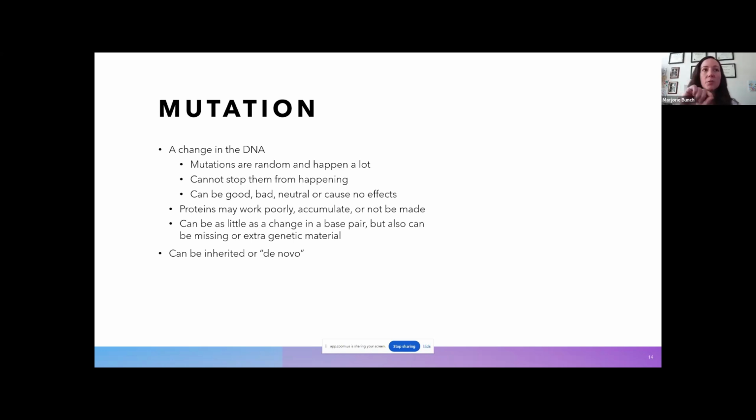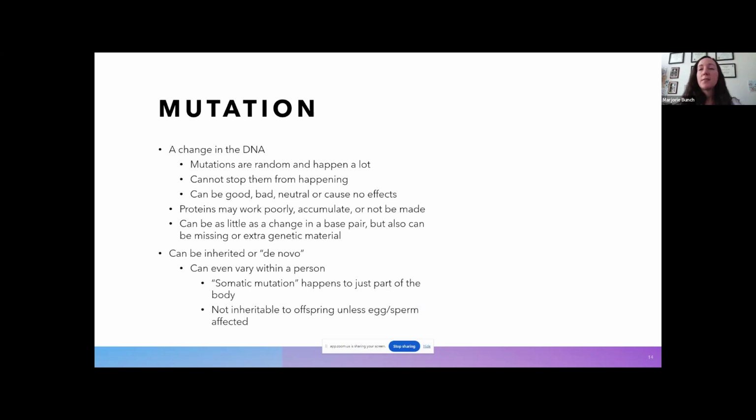Just one small substitution might be enough of a mutation to cause a symptom. But a mutation could also be multiple changes, or it could be missing material or extra material put in. Mutations can be inherited. When we think of genes and genetics, we think of inheritance, but they can also be de novo.